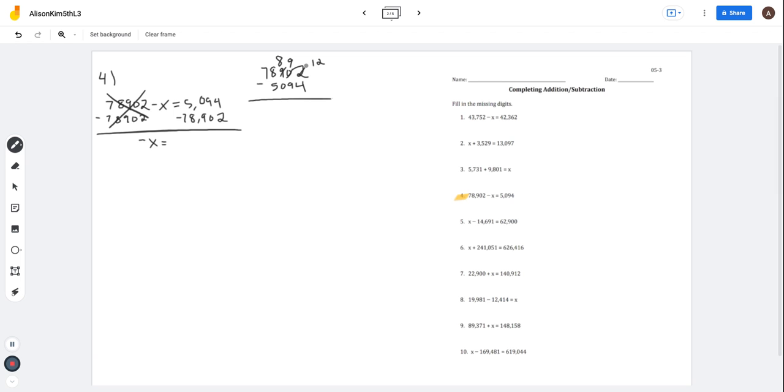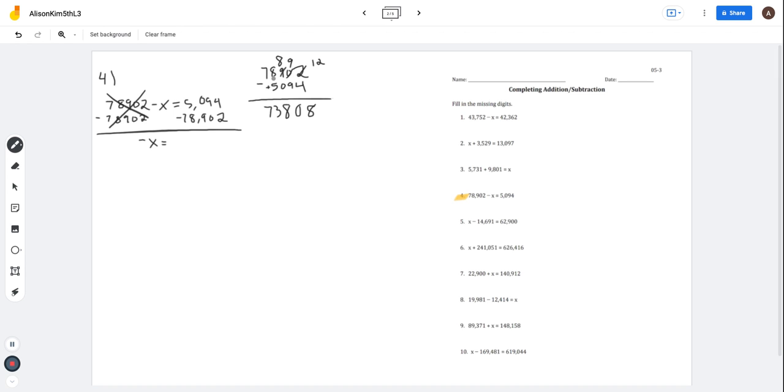Now we can subtract everything. 12 minus 4 is 8, right? 9 minus 9 is 0. 8 minus 0 is 8. 8 minus 5 is 3. And 7 minus 0 is just 7. And as I said earlier, 5,094 is a positive answer.